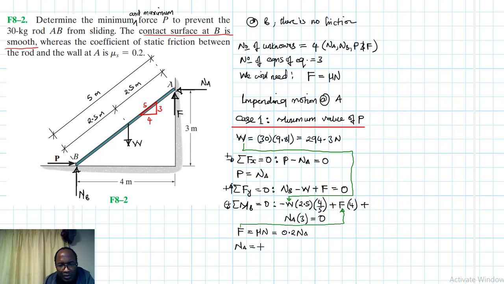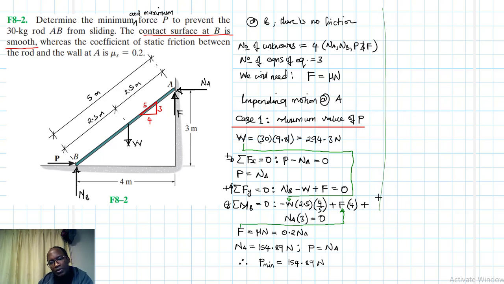Alright, so we'll have NA equal to 154.89 newtons. And we know that our P is equal to NA, remember this here, okay? Therefore, P minimum is going to be equal to 154.89 newtons.